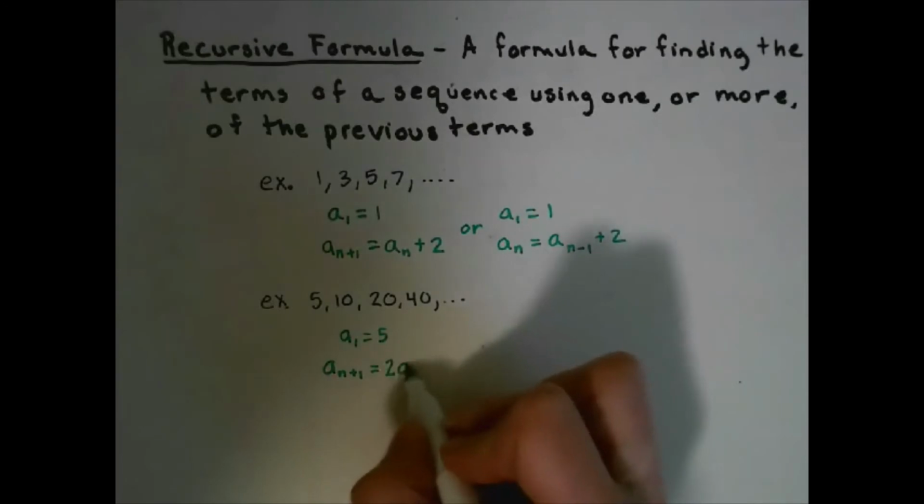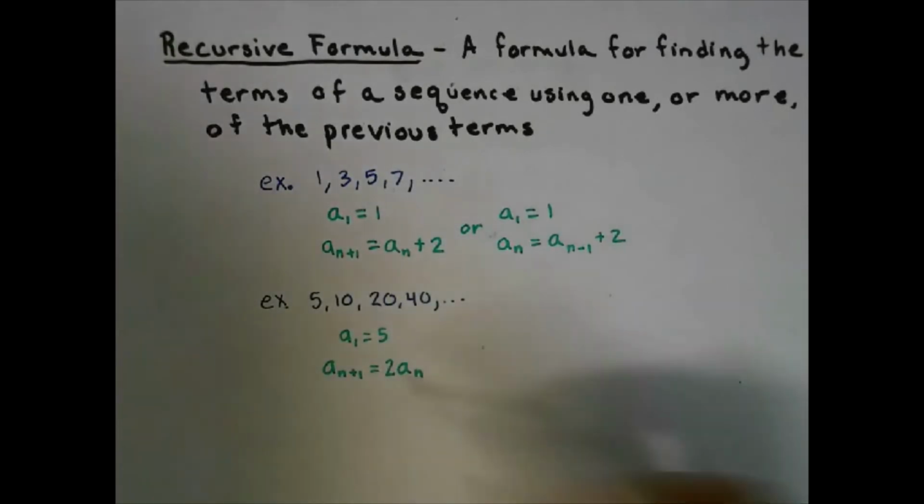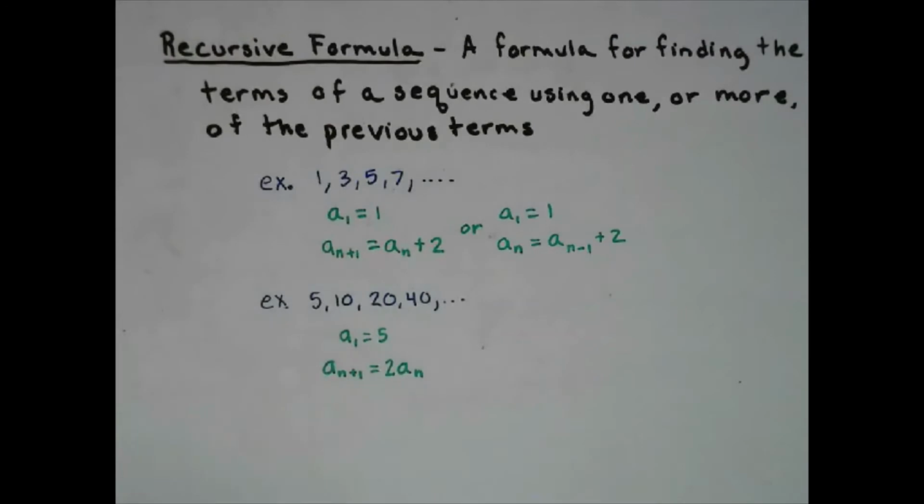So I'm going to say 2 times an. Okay, and you can write that in slightly different ways, but it's how you are getting to the next term. The nice thing about recursive is, like I said, if you see the pattern, all you're doing is writing the pattern. The downside is if I wanted the 50th term of this sequence, I need to know the 49th in order to do so. So there are some drawbacks there.